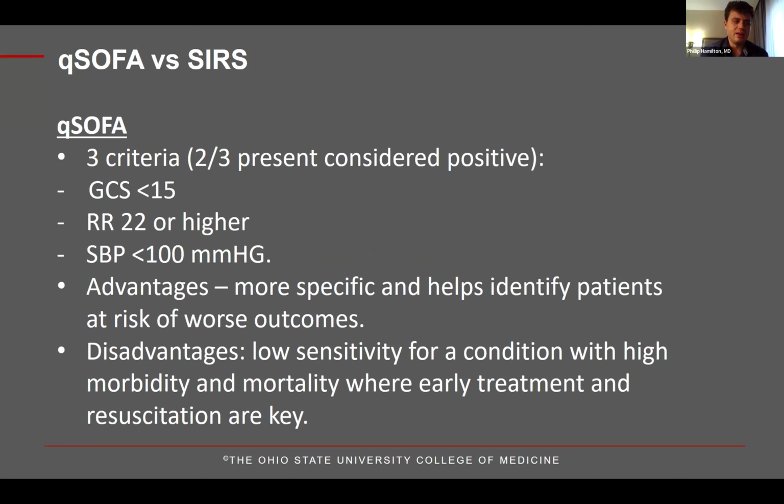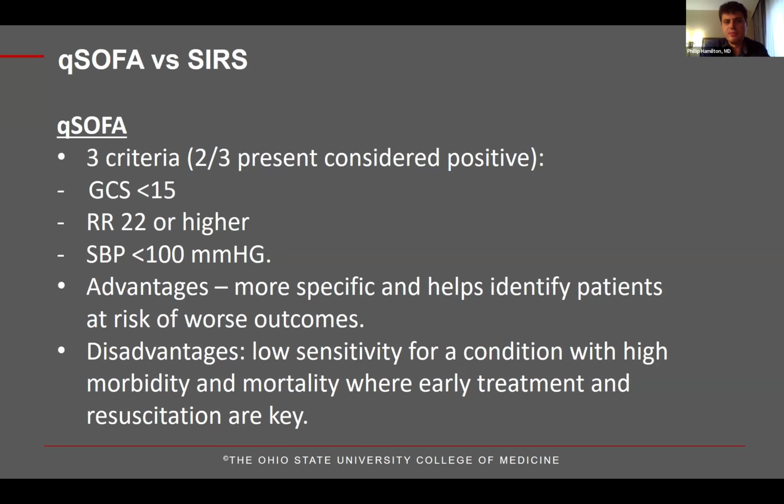And then a few years ago, they came out with the new sepsis criteria that introduced the Q-SOFA criteria, which again, 2 out of 3 need to be present to be considered positive. And these 3 are altered mentation, which they defined as a Glasgow Coma Scale less than 15, tachypnea with a respiratory rate of 22 or higher, and then hypotension, which is defined as a systolic blood pressure less than 100.